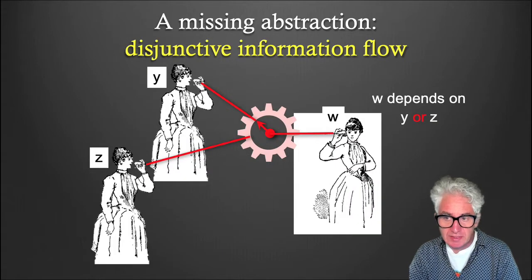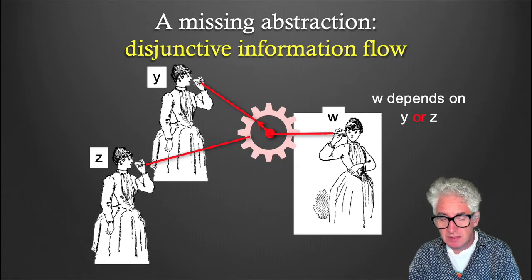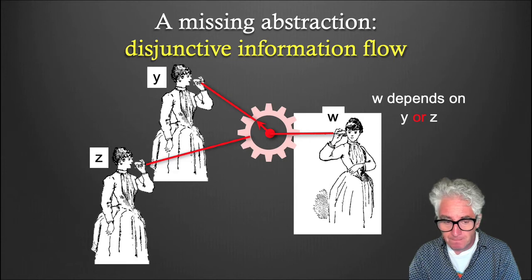In this talk we discuss what you might say is a missing abstraction, something which is not easy to express directly using the lattice of information. And that is something we're calling disjunctive information flow, illustrated in this picture, where W depends on Y or Z, but not both of them, at least not at the same time.